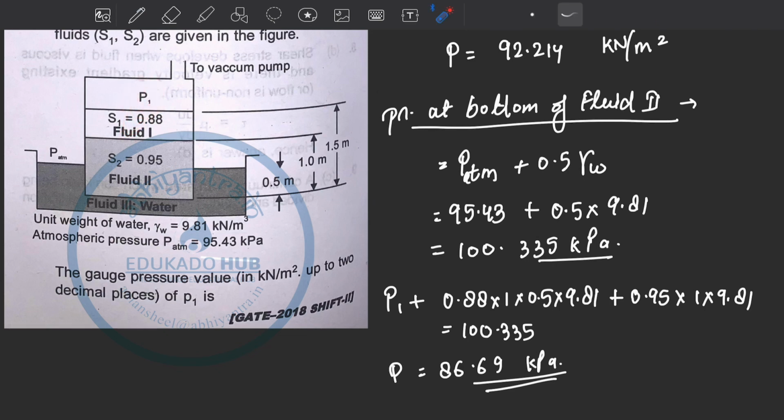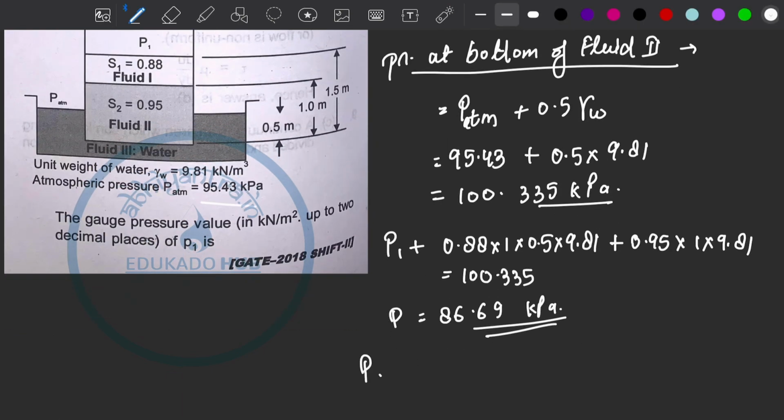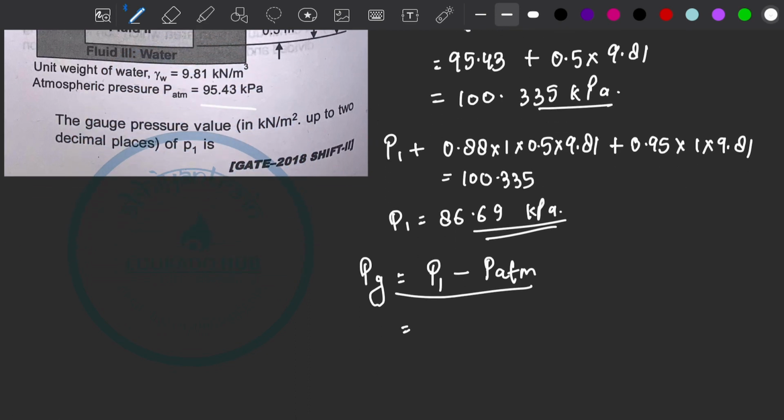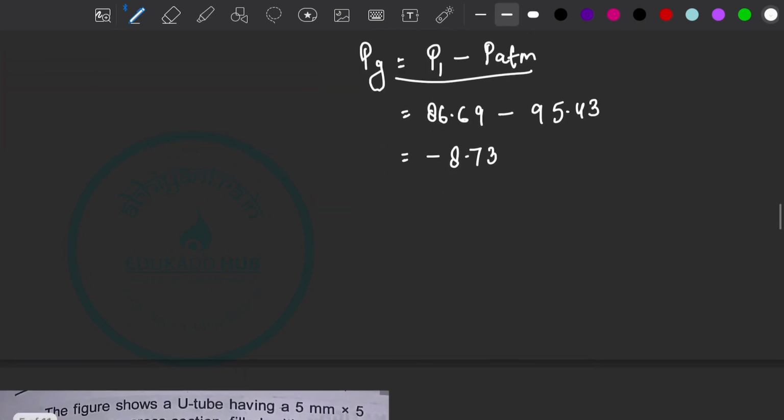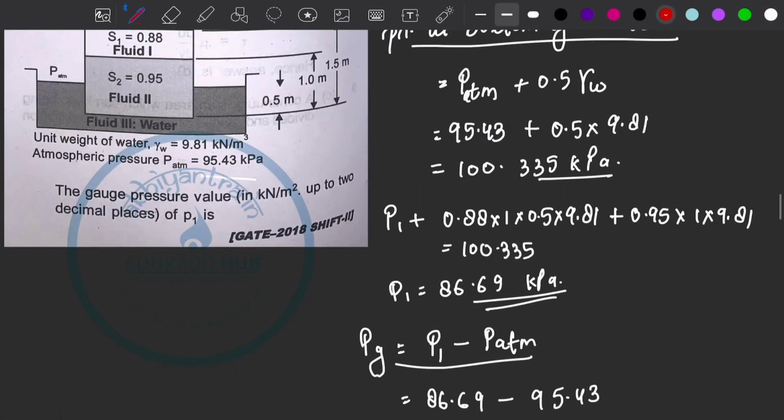Now they are asking the gauge pressure value. So the gauge pressure is nothing but the pressure P1 minus the atmospheric pressure. So 86.69 minus the value of atmospheric pressure, 95.43. This comes out to be negative 8.73 kilonewton per meter square. So the answer is negative 8.73.